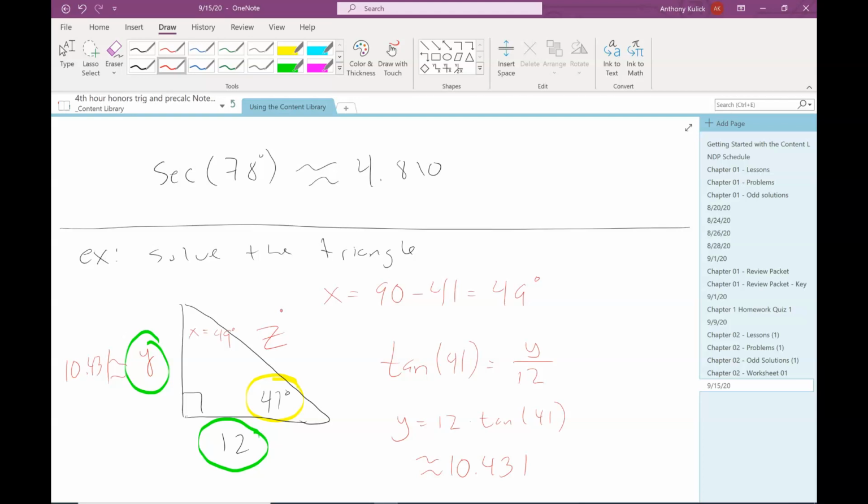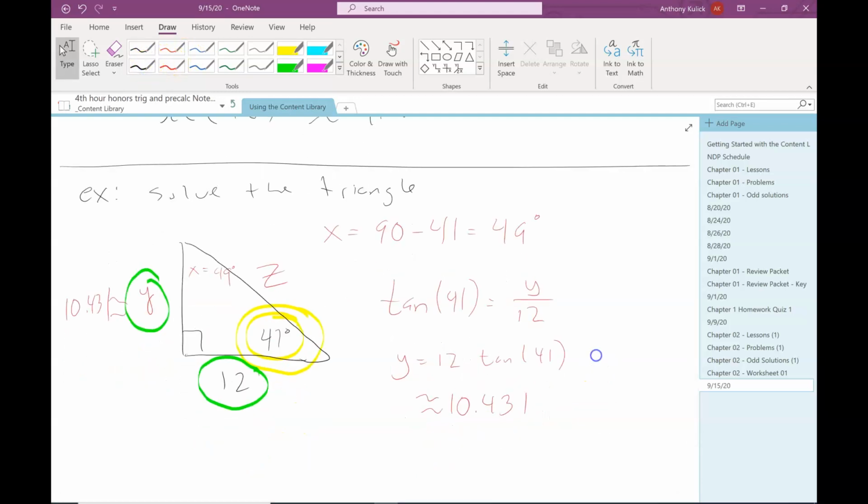Okay. What should we use to solve for z? I would say there's a better answer than that. You could use that. Is that going to give you the most accurate result you can?